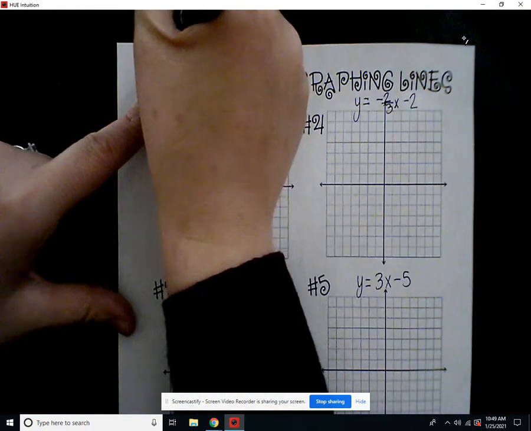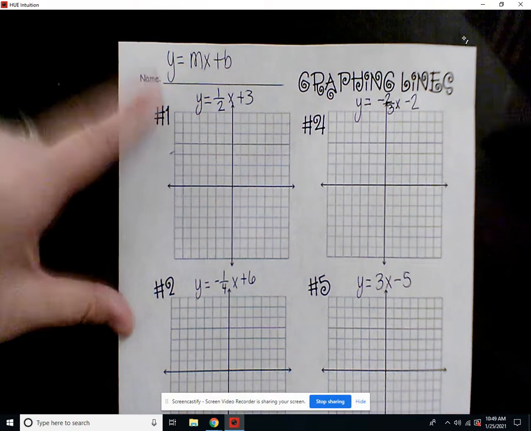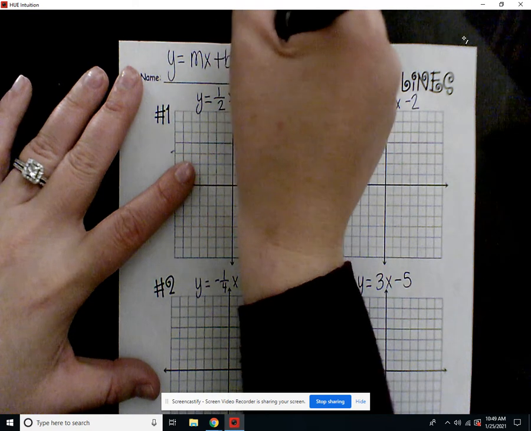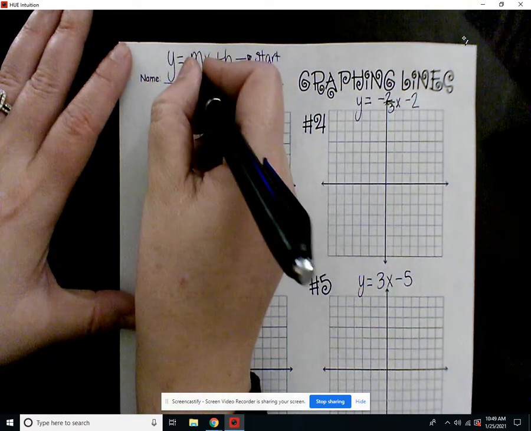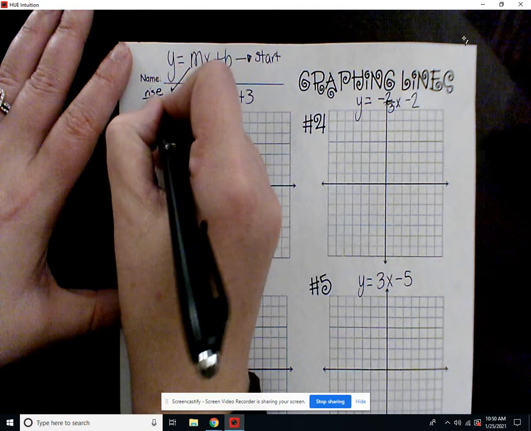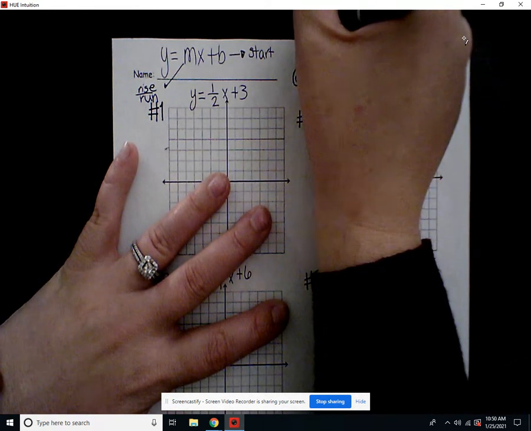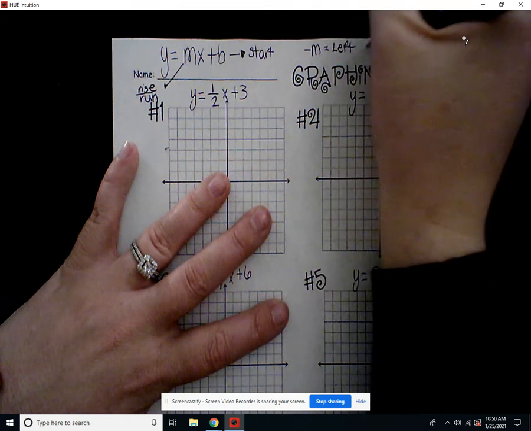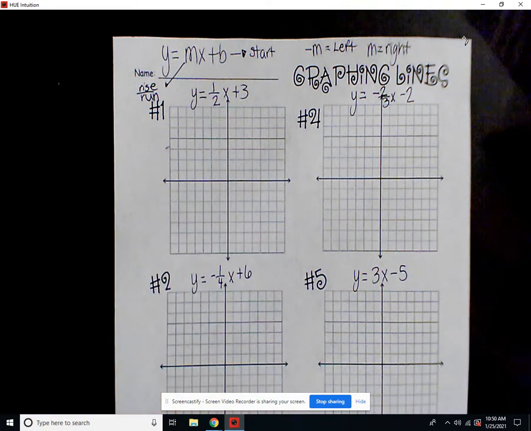So there's your equation, y equals mx plus b. Okay, the plus can be a minus sign. So the b is where you start, and then your m is going to be your rise over run. And then if it's a negative m, we go left. Positive m, we go right. And again, this all makes sense.